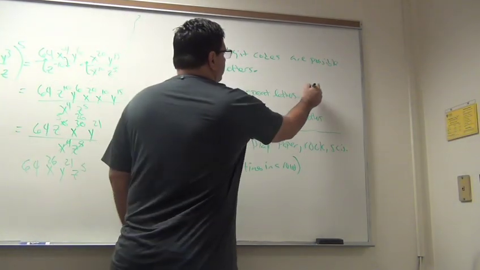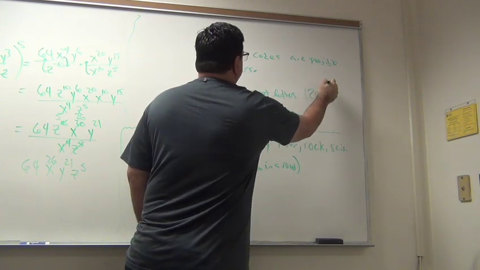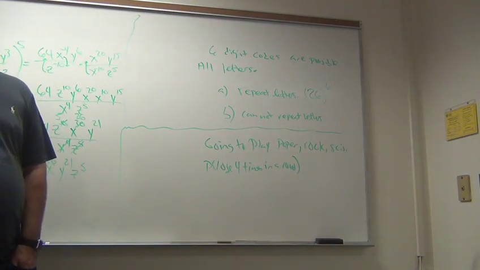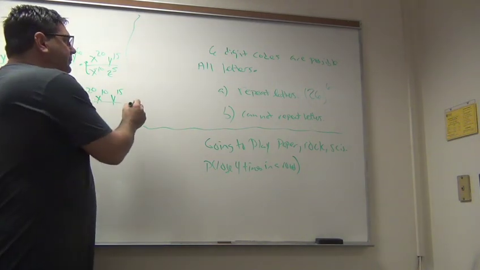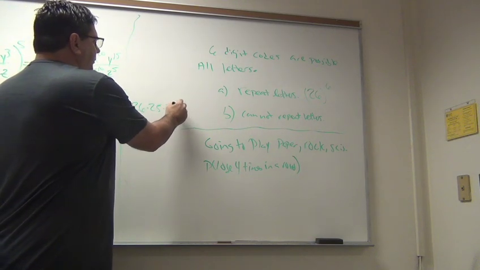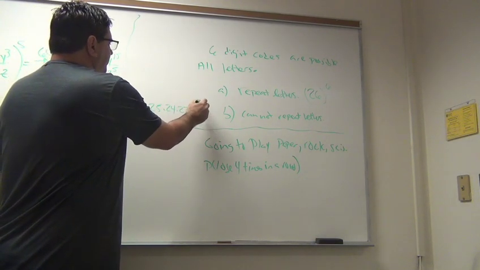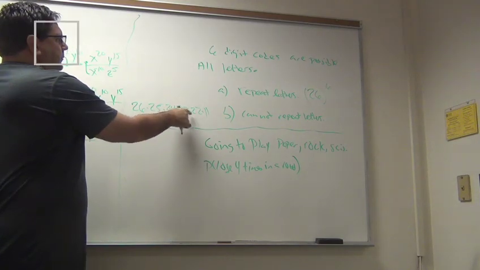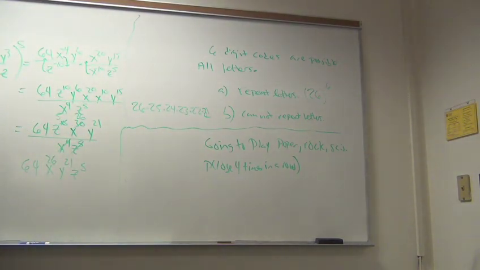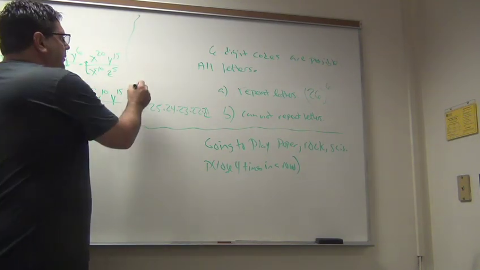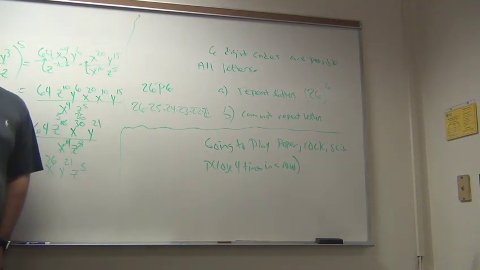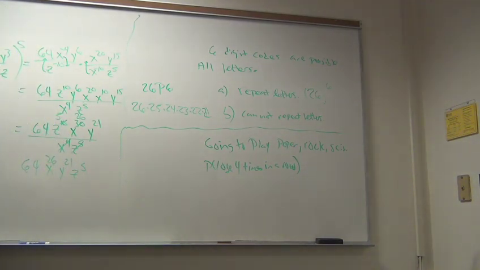If we can repeat letters, that is 26 to the 6. You agree? Now, if you cannot repeat letters, it's 26 times 25 times 24 times 23 times 22 times 21. Okay? This is actually called 26 P6. Okay, it's called a permutation.